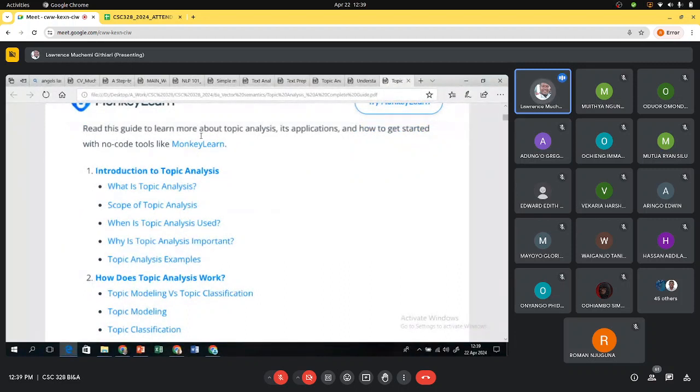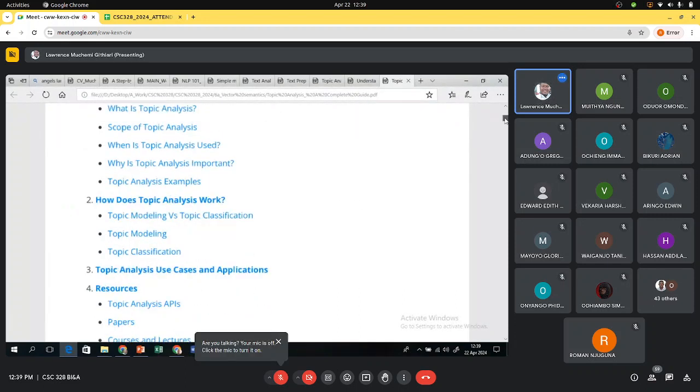So this particular guide is about topic analysis, its applications, and how to get started with no-code tools. So here you don't do any code. You just click on things and things happen. The topics that you'll find here are things like topic analysis, what it is, the scope of topic analysis, when is topic analysis used, why is topic analysis important, and topic analysis examples. Then I will go to how you do it.